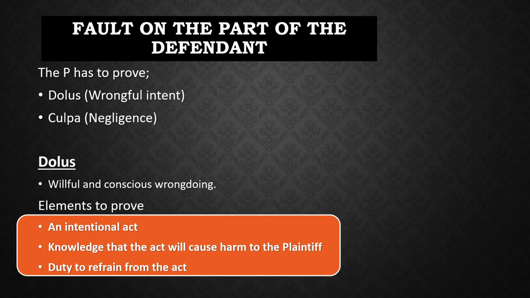Dolus in its wider sense means willful and conscious wrongdoing, and in order to prove dolus, a plaintiff has to establish three elements. Those are an intentional act, knowledge that the act will cause harm to the plaintiff, and finally duty to refrain from the act. We will take these three elements one by one and discuss in detail.